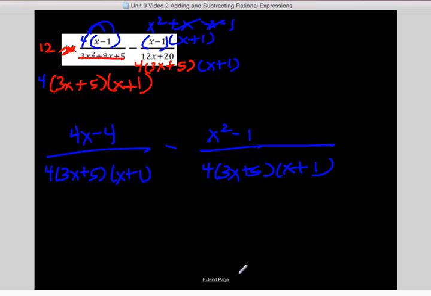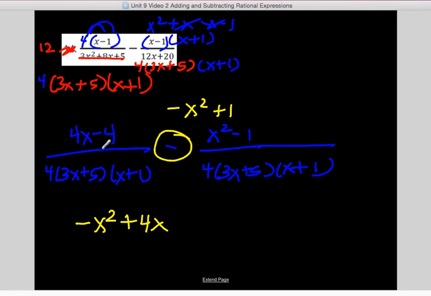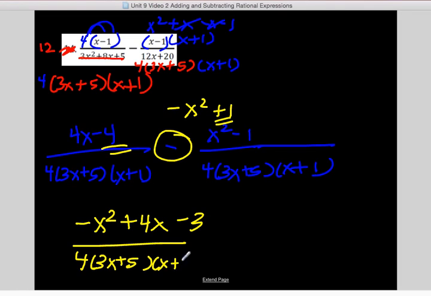Let's go ahead and write it as 1. Just be careful because this is a negative, so we need to distribute a negative. So it's really going to be, I'm going to write up top, negative x squared plus 1. So I'd have negative x squared, then 4x, and then I combine negative 4x and 1, so minus 3, all over 4, 3x plus 5, x plus 1.